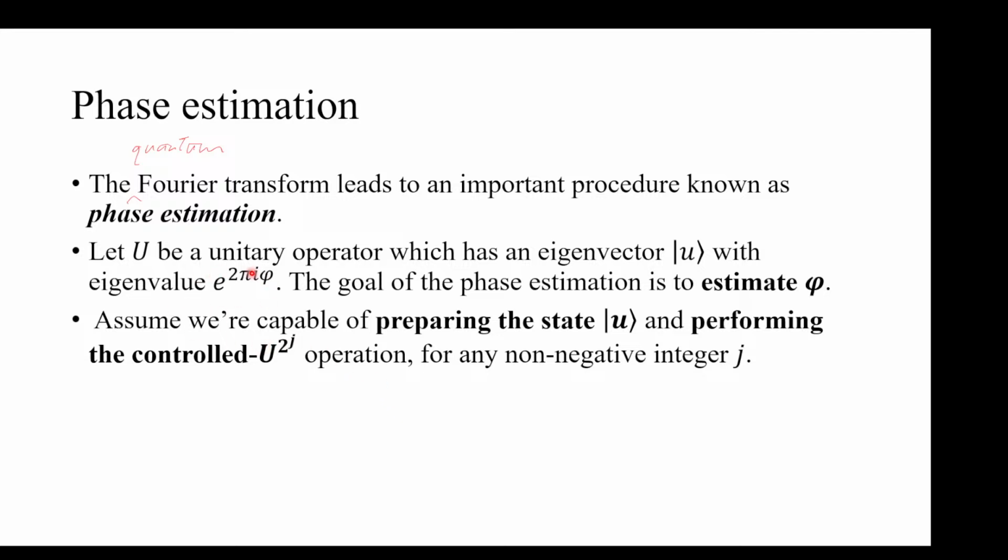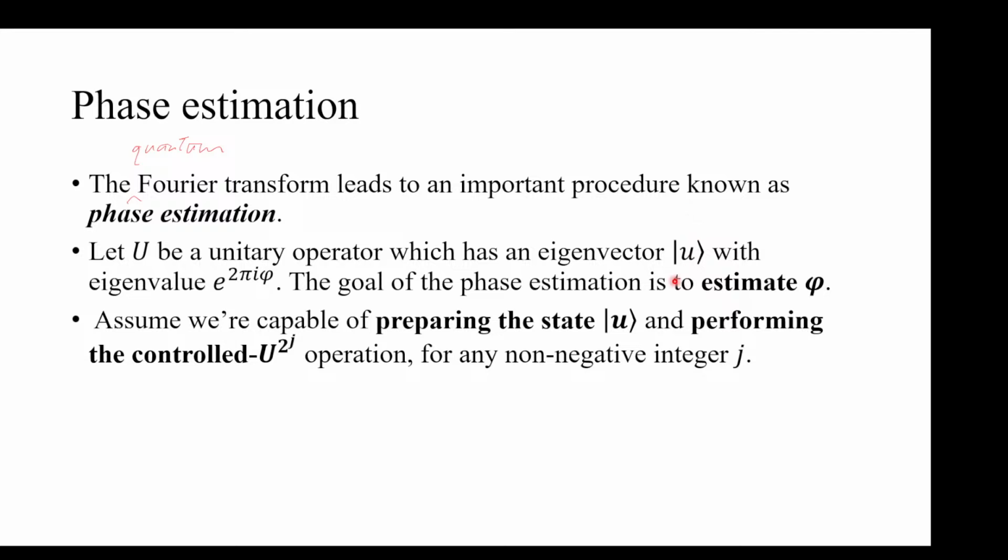The goal of phase estimation is exactly knowing this phase. So you want to know what e to the 2 pi i phi is, or because everything else here is constant, equivalently it's asking what this phi is. So phase estimation is trying to learn this phi for a unitary operator and eigenvector.